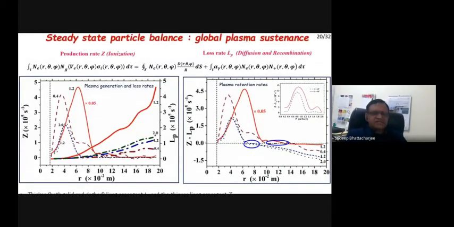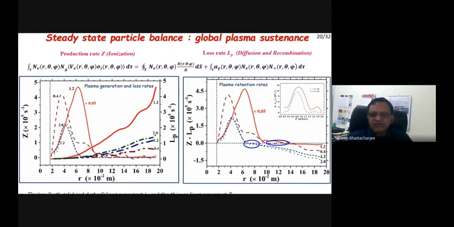Now we tried to look at a global particle balance, which is, as I mentioned, the overall particle balance. This is related to the global plasma sustenance. Now here there is an equation. On the left hand side is the plasma production rate, and on the right hand side is the plasma loss rate. Now production of course happens by ionization, loss happens by diffusion and recombination. The first term is the diffusion loss. The second term is the recombination loss.